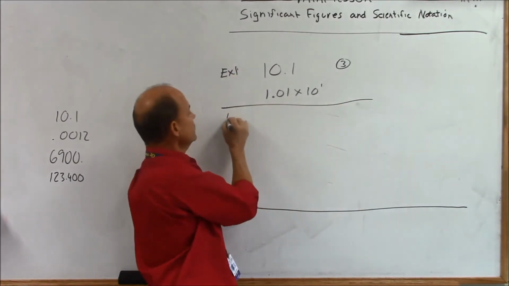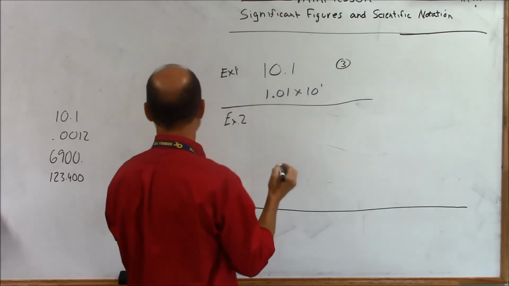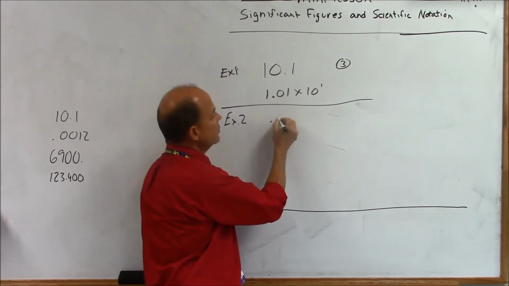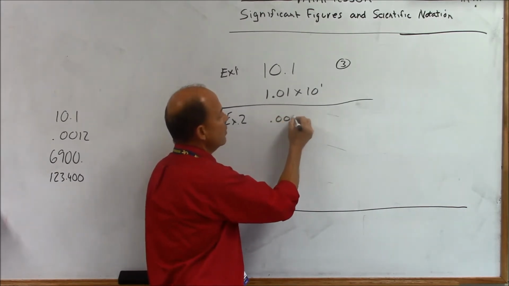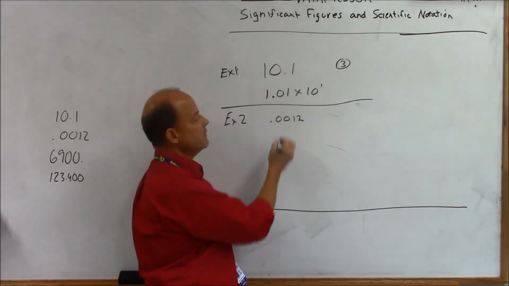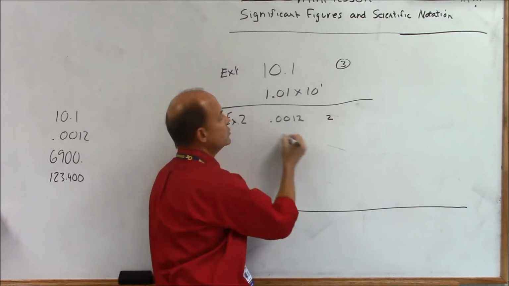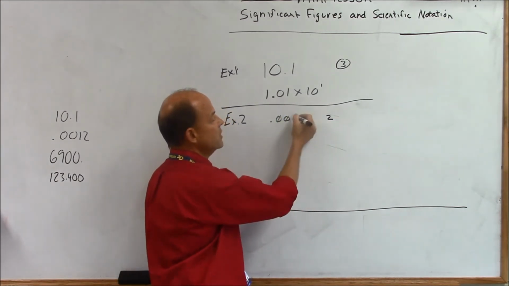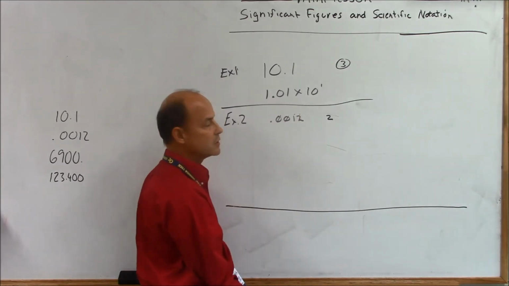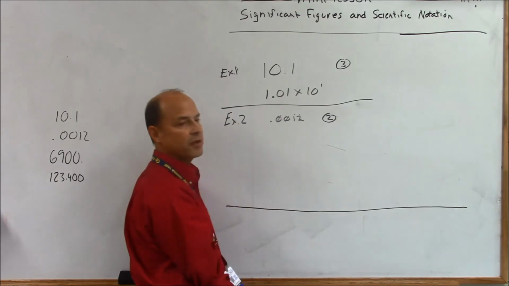Example number 2. I want to put another number up here. This one might have given you a little bit of trouble. 0.0012. All right. Drew, how many significant figures are in 0.0012? 2. Very good. Because you know these are placeholder zeros, and these are the only non-zero numbers that are significant, right? So this one has 2 significant figures.